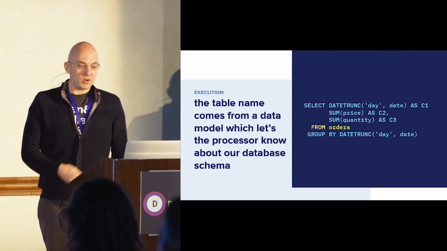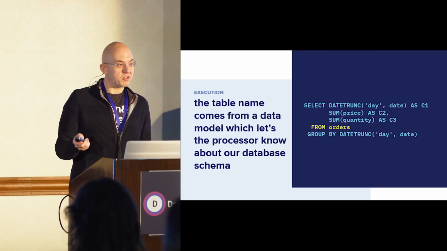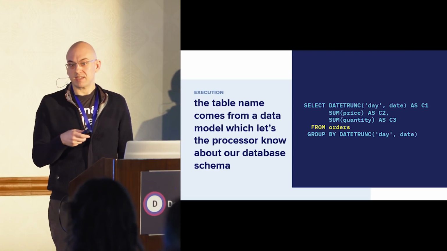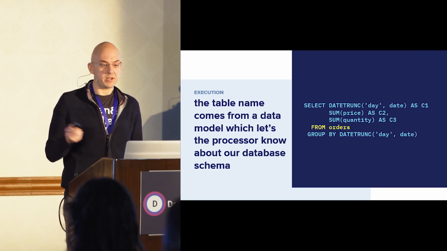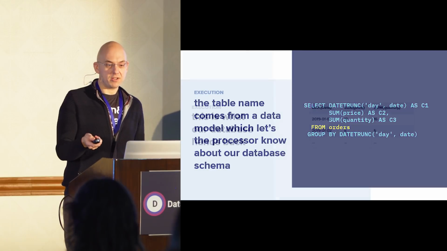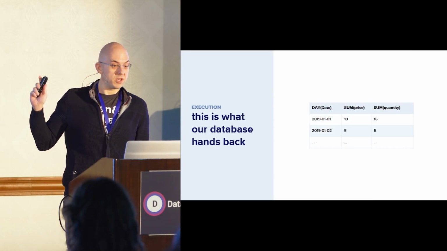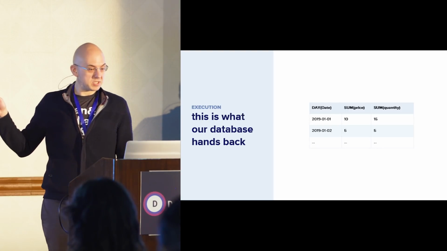Now you might be asking, where is this from orders coming by? We're not going to cover this today, but this table name comes from a data model, which lets the processor know about the underlying schema, things like tables, things like columns, and whatnot. We'll save that for another conference, or you can come see me after during office hours and we can talk about it. So we're going to get through the rest of this pretty quick.